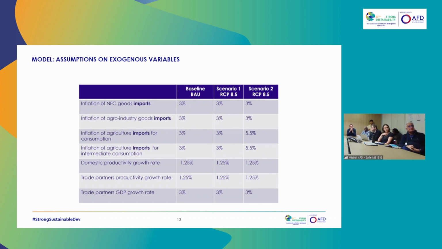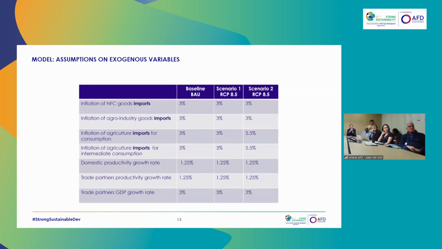So that's the pessimistic one, where the food prices grow faster than everything else, which, you know, these days, with what's going on with Ukraine and the war, 5.5% might even be optimistic, actually, because the annual growth of food import prices that we observe these days is way higher than this 5%.